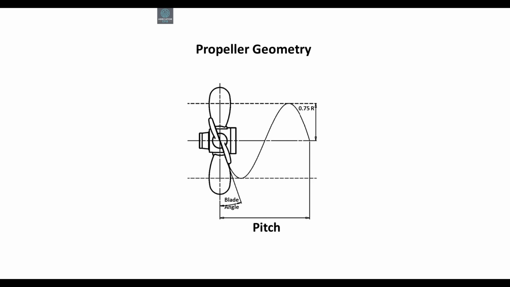The next parameter is skew. Skew refers to the backward or forward displacement of the propeller blade sections in the direction of the pitch. From a front view, skew appears as a curvature of the blade. The next parameter is rake. Rake refers to the inclination of the blade sections in the direction of the propeller axis. From a side view, rake appears as a tilt or lean of the blade.